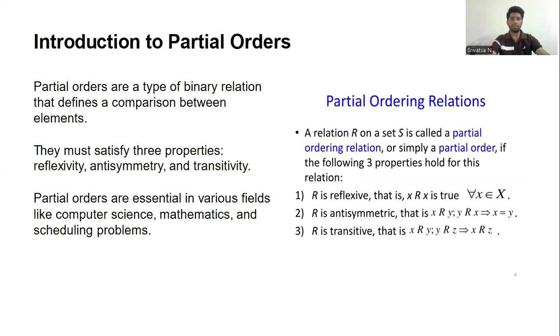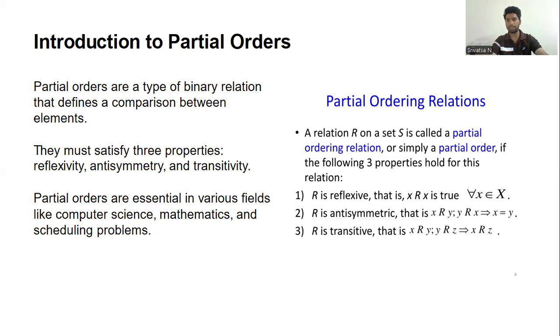Introduction to partial orders. Partial orders are a type of binary relation that defines a comparison between elements. They must satisfy three properties: reflexivity, antisymmetry, and transitivity. Partial orders are essential in various fields like computer science, mathematics, and scheduling problems.